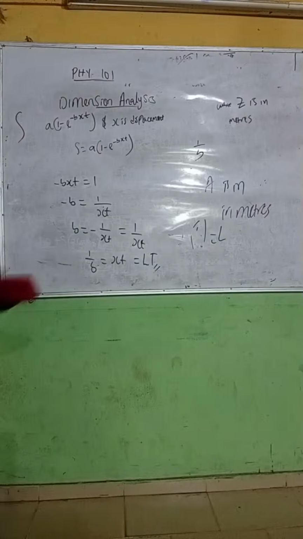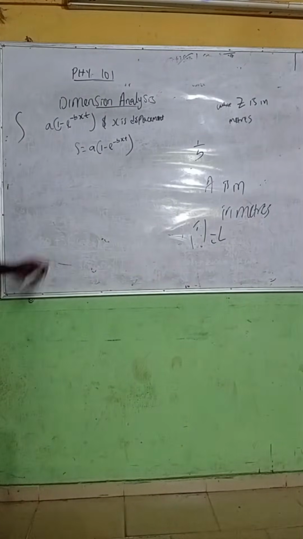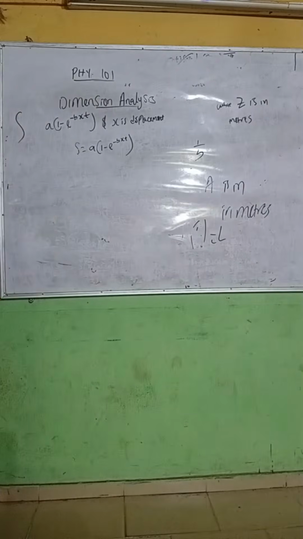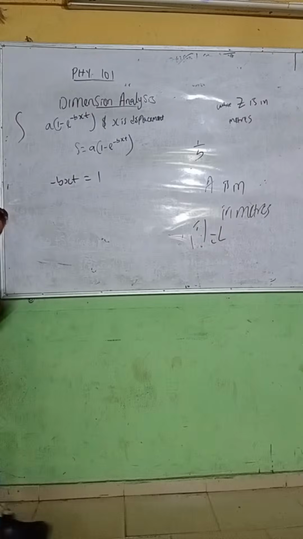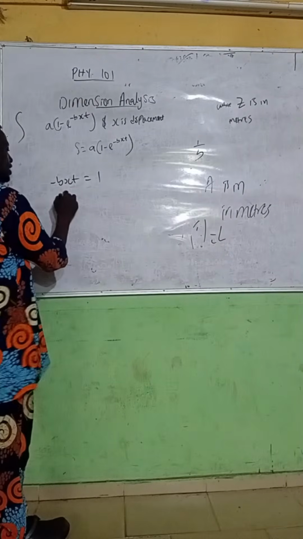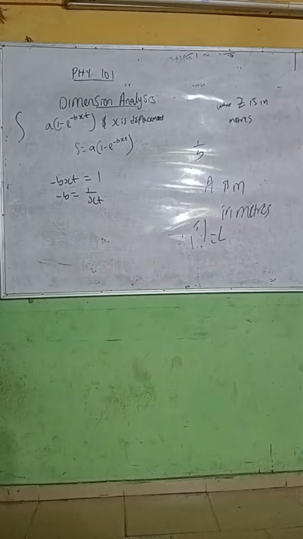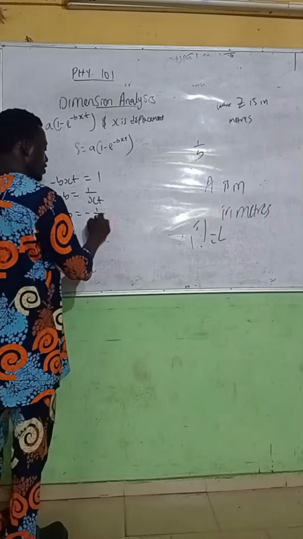The power of a quantity always has a dimension of 1. It is always dimensionless, and dimensionless means dimension equals 1. So minus bxt equals 1. So minus b equals 1 over xt. That means b will give us minus 1 over xt.